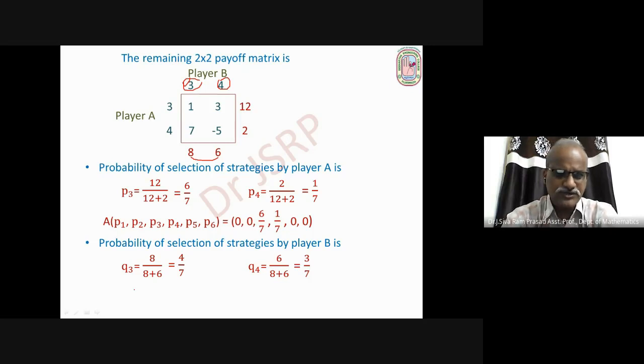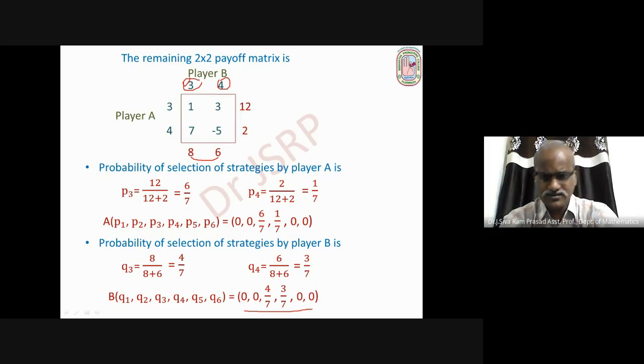Here also Q1, Q2, Q5, Q6 are zeros. So therefore, Q1, Q2, Q3, Q4, Q5, Q6 equal 0, 0, 4 by 7, 3 by 7, 0, 0. So these are the probabilities of selection of strategies by player B.